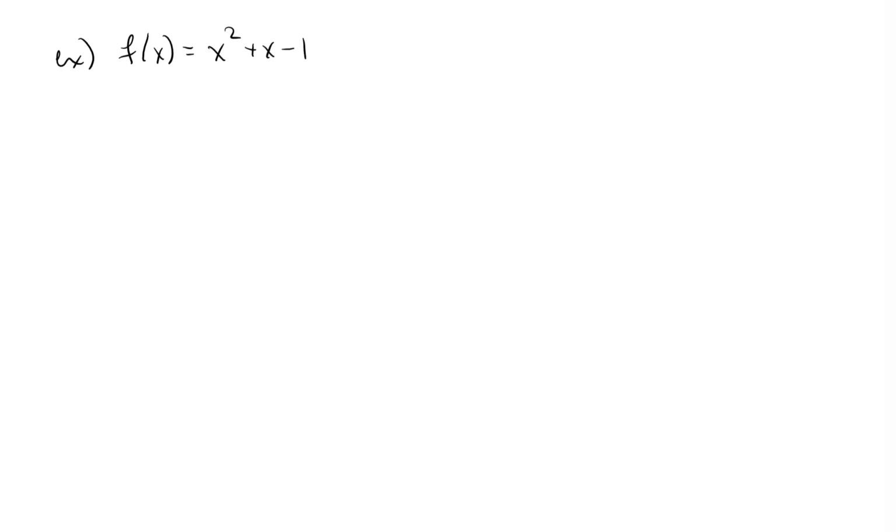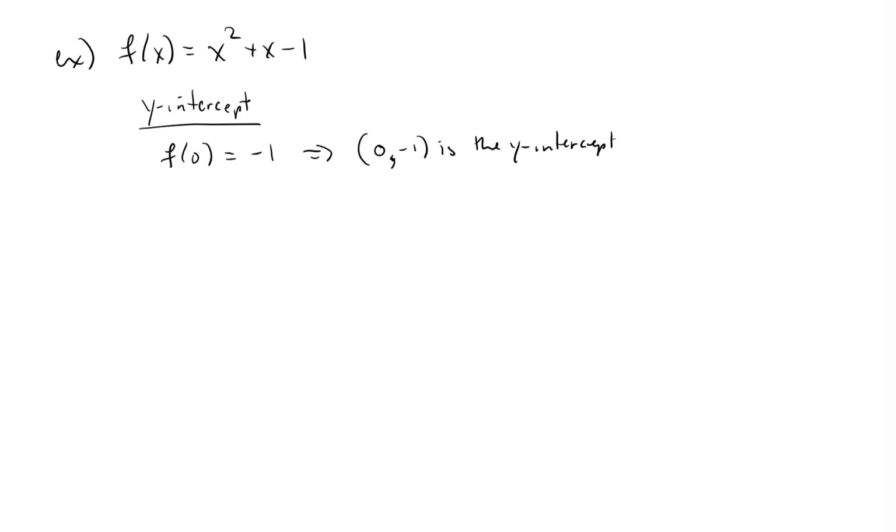So once again, we want to sketch the graph of the function x squared plus x minus 1. As before, I can look for the y-intercept, which always exists, by replacing x by 0. That gives me the constant term, minus 1. So essentially, 0, minus 1 is the y-intercept. X-intercepts.